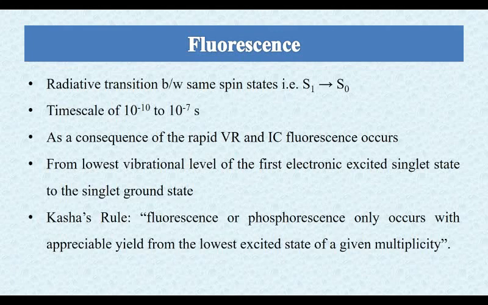And here is the famous Kasha rule, which states that fluorescence or phosphorescence only occurs with appreciable yields from the lowest excited state of a given multiplicity.